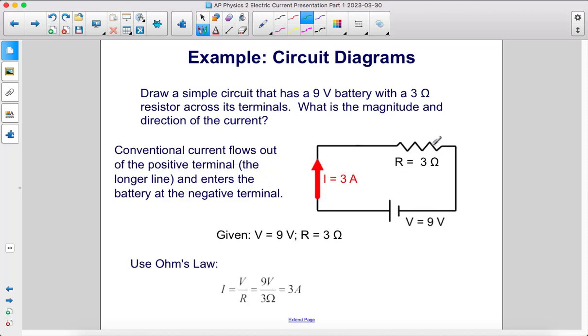So here's another drawing of a battery with 1 resistor. Conventional current flows out of the positive terminal, which is the longer line. It enters the battery at the negative terminal. And here's Ohm's law giving us 3 amps of current.